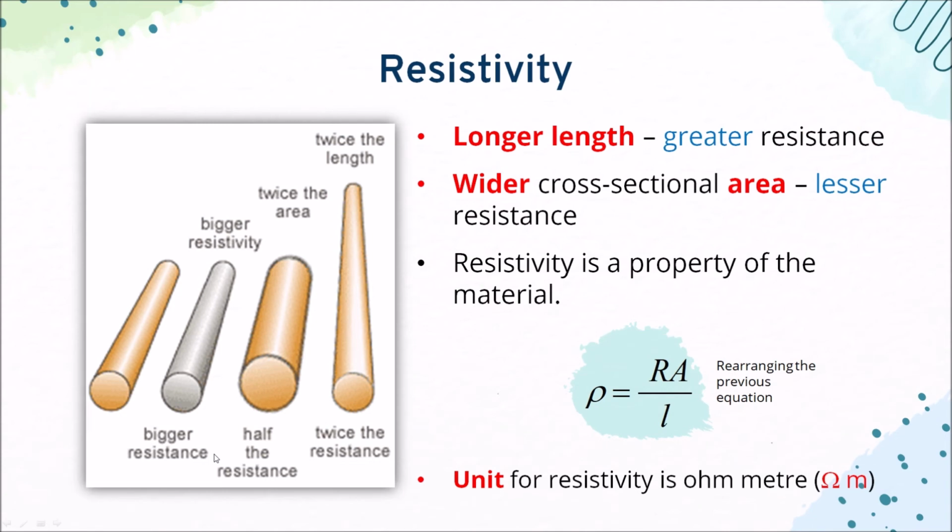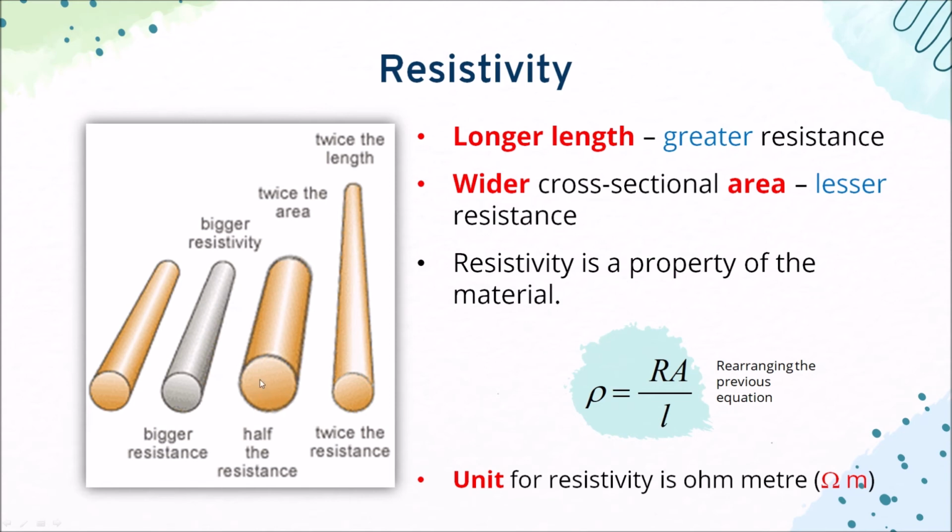Okay, so here we can look at 3 different samples. So this is the original one. Other than the thickness, the cross-sectional area, and the length, the material that makes up the wire also matters. If this wire has something, the arrangement of the atoms and all that, that restricts the flow of the current, we say that it has bigger resistivity. Then it will affect the current flow, so it has bigger resistance.